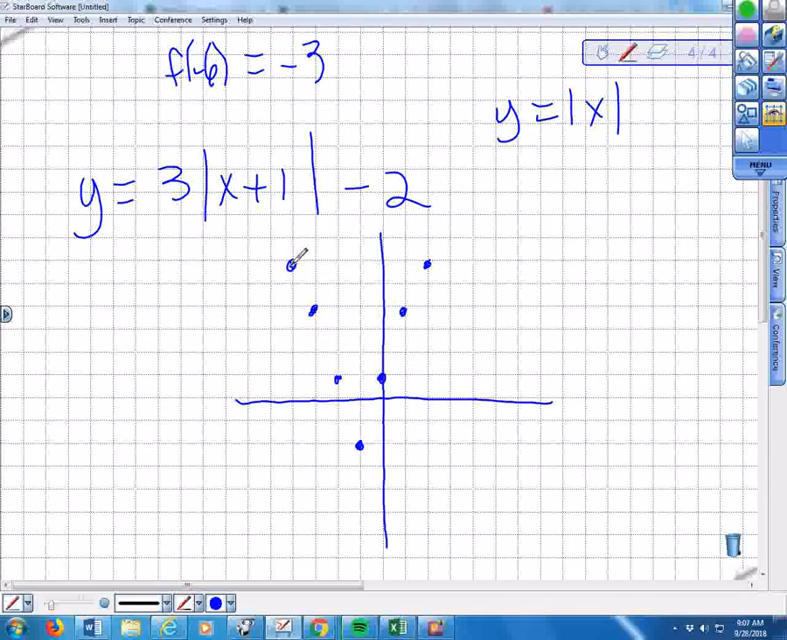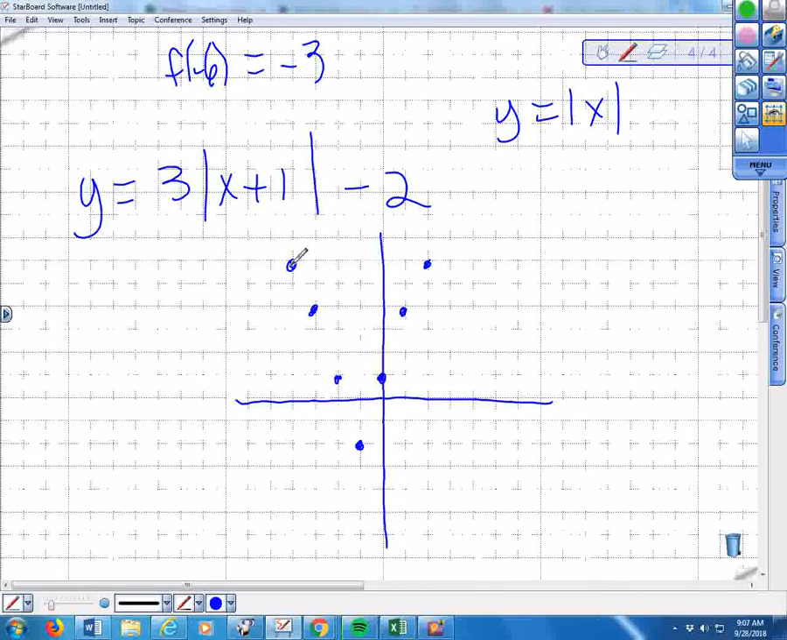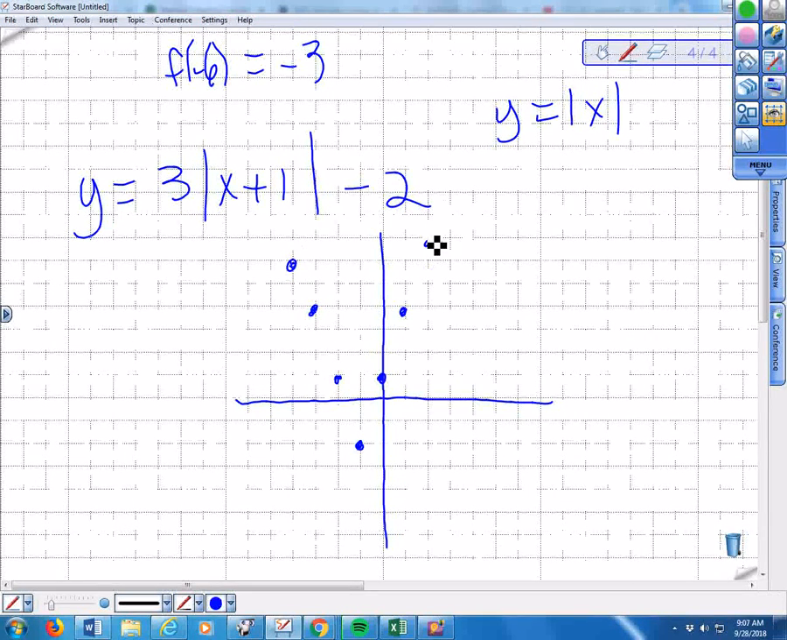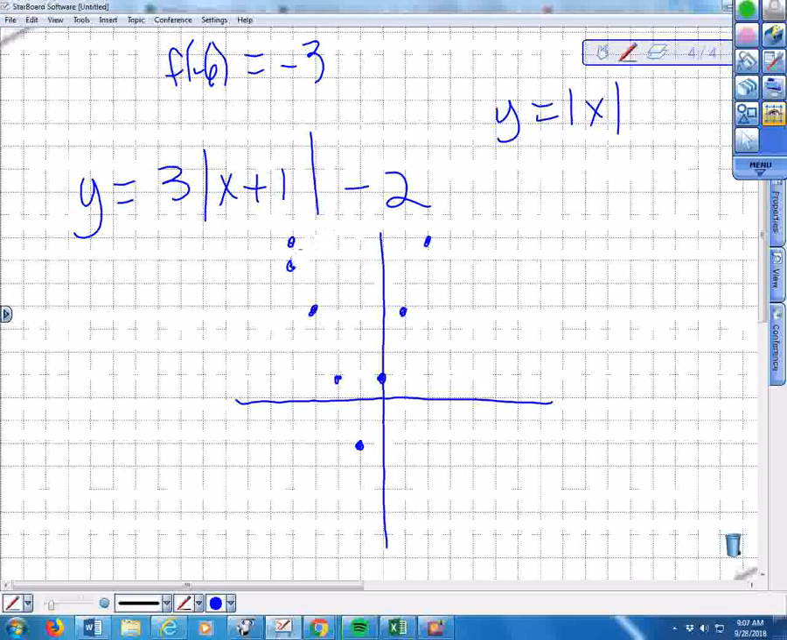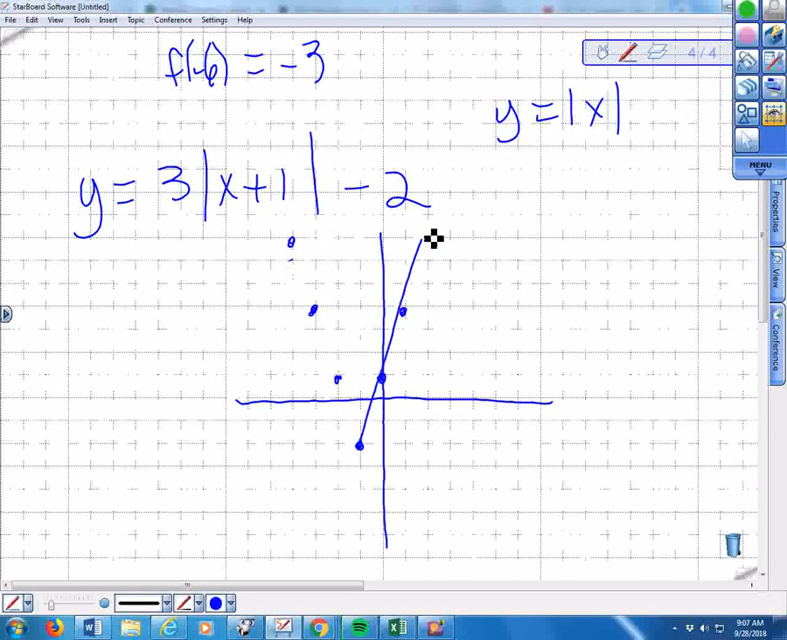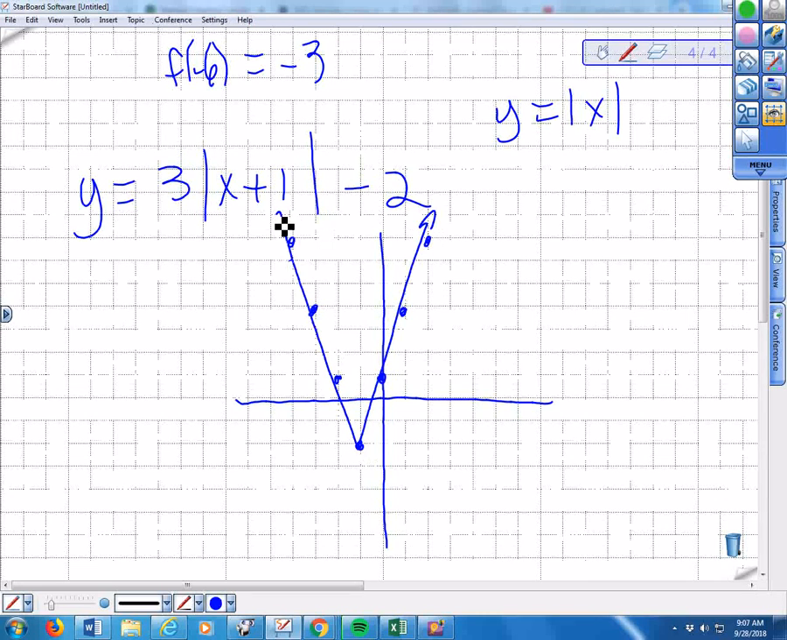Did I do that right? That should be up 3 over 1. 1, 2, 3. Which should be here. Okay, and now I connect them. And I have my V.